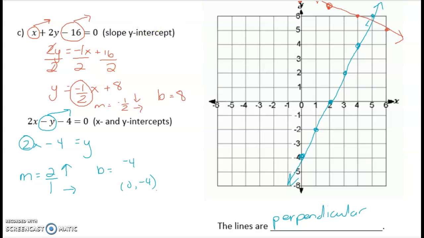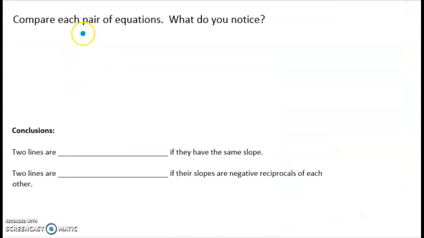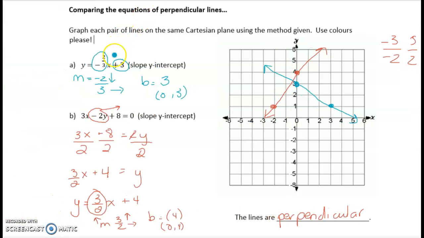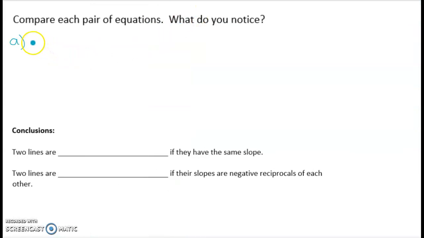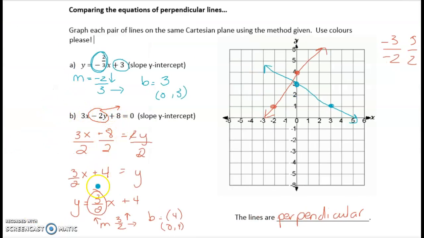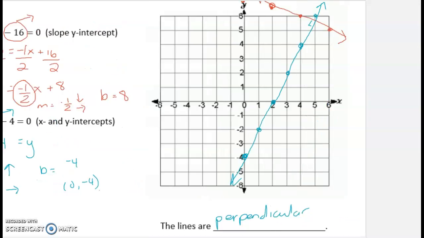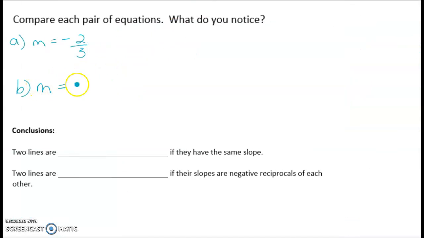All right. So over here, it says compare each pair of equations. And what do you notice? Well, the first one, if I were to go back, my slope here is negative 2/3. So the first one, slope equals negative 2/3. B, the slope is positive 3 over 2.